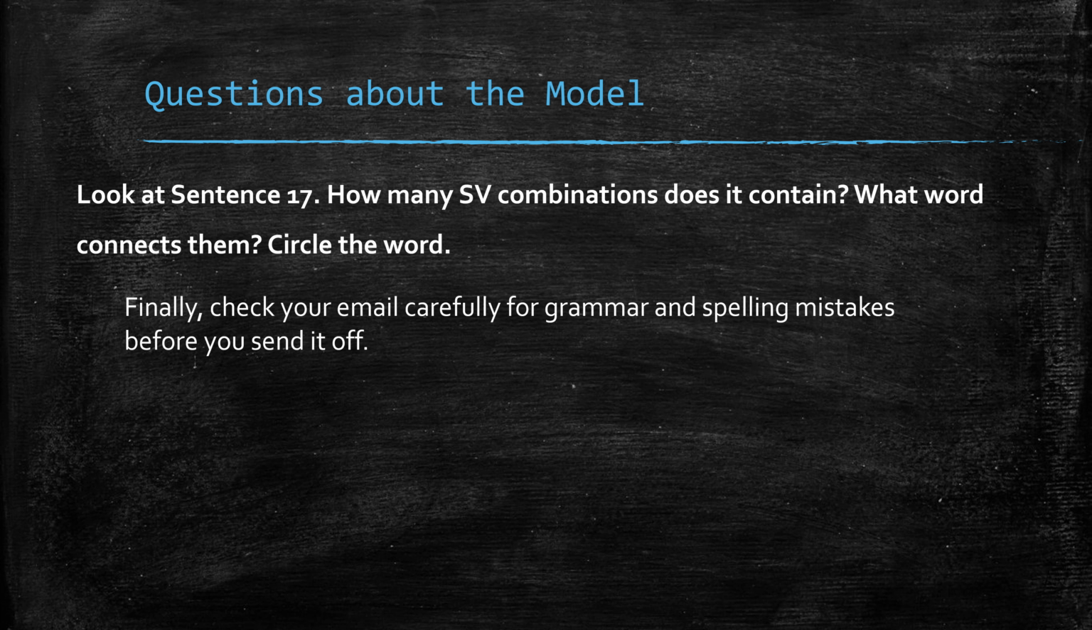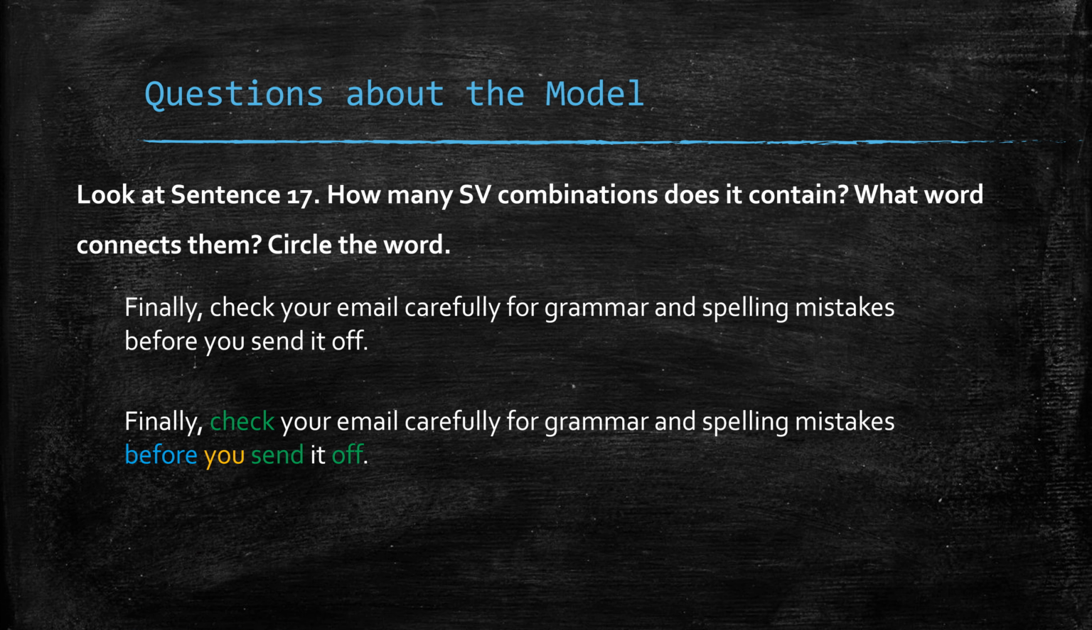So here we have sentence number 17. Finally, well, check is our first verb. Your email carefully for grammar and spelling mistakes. We have before, then we have you, our subject, send it off. Here, as you can see, the greens are the verbs, check and send off. You is our subject, and since our first sentence is a command, we do not have a specific subject because it is very obvious that it means you. And here we have before. Before is a subordinator that we are going to talk about.